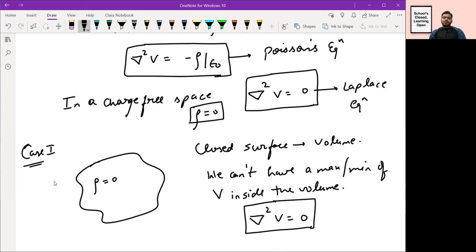Definitely we can write this equation, right? Now, there are two ways to prove this statement that we cannot have a maxima or minima inside the volume. The first is very straightforward. We already know from Gauss law that if charge density is not there, there cannot be any electric field line which is getting originated from within the volume, or any electric field line which is getting terminated within this volume.